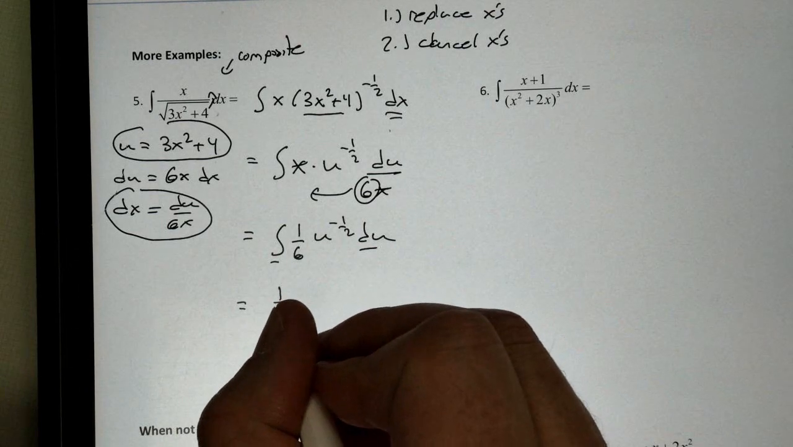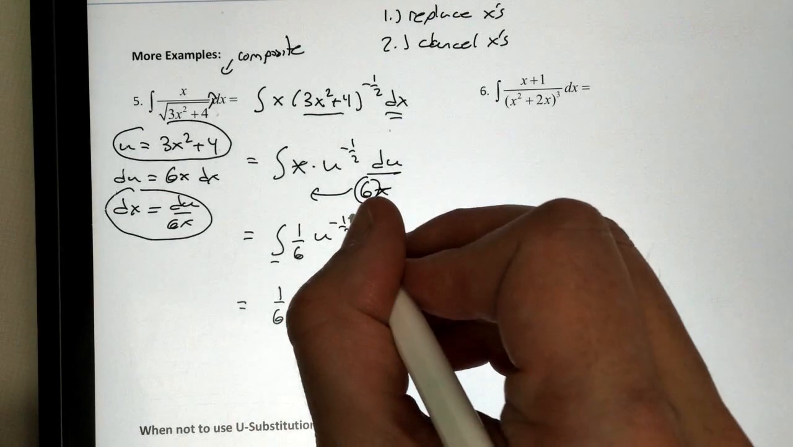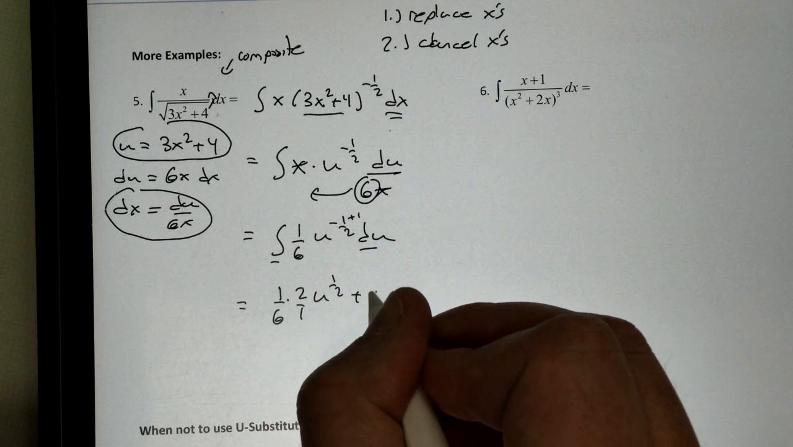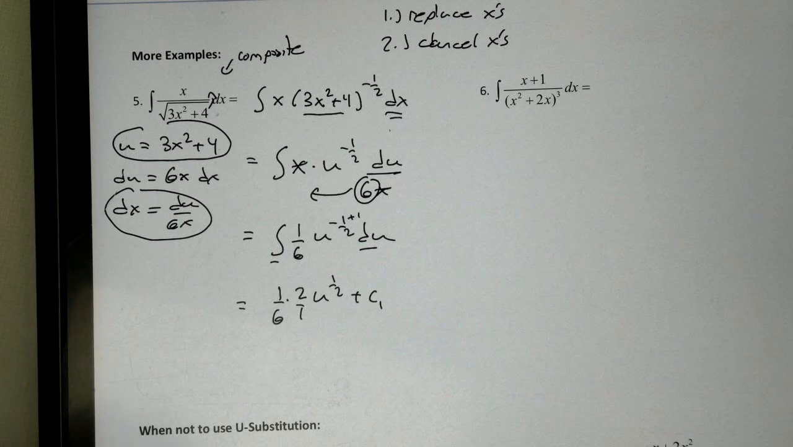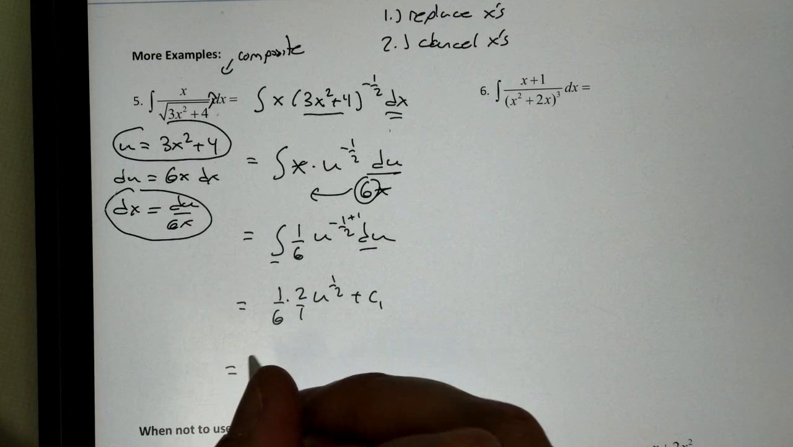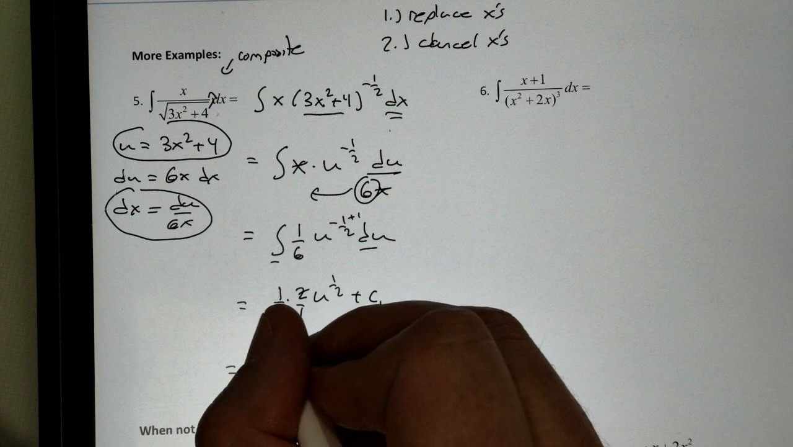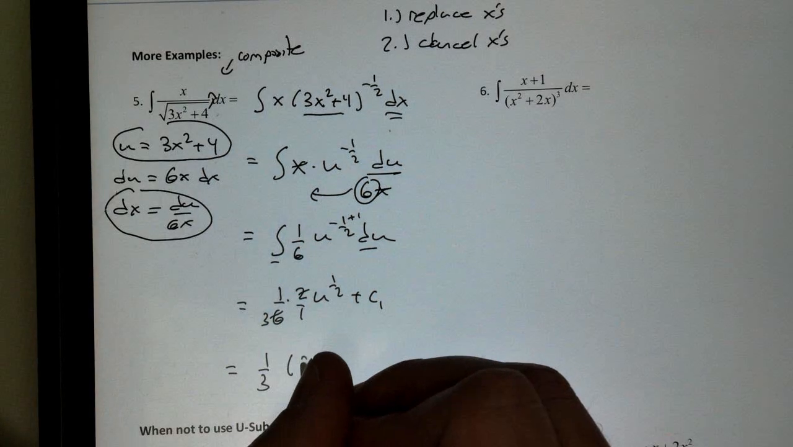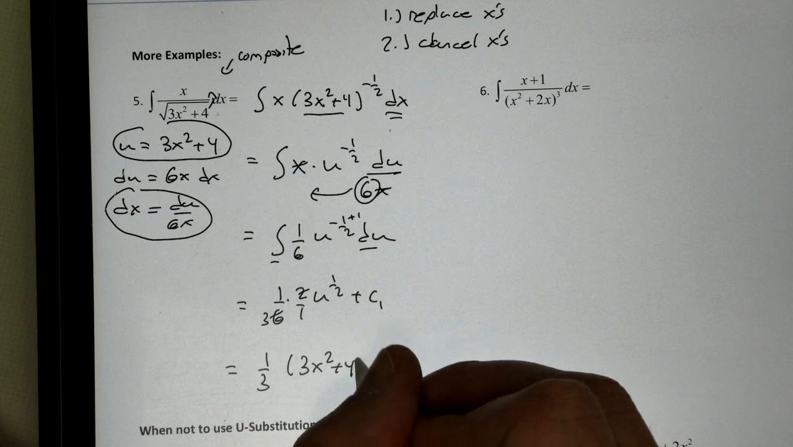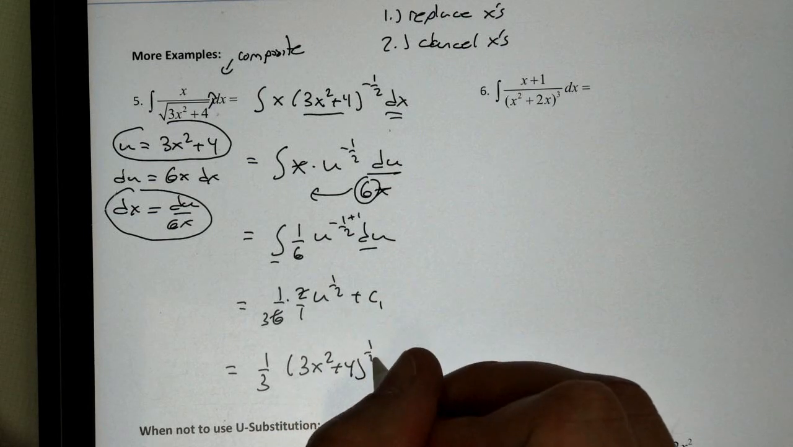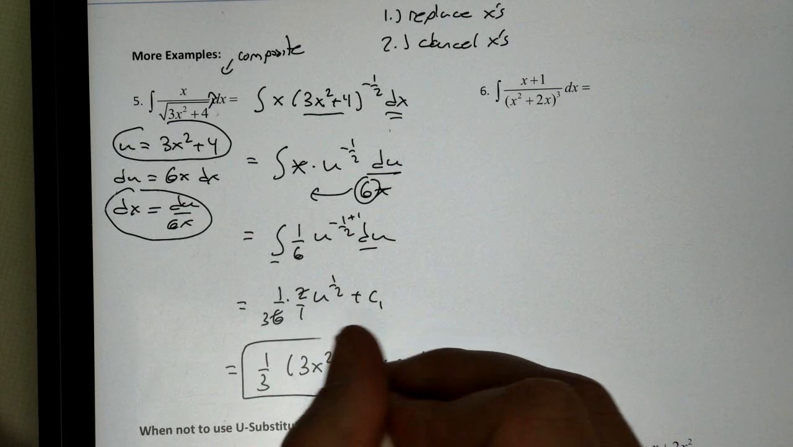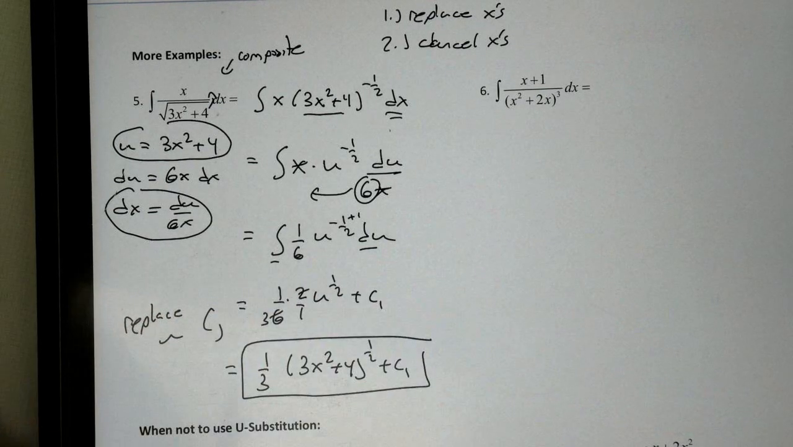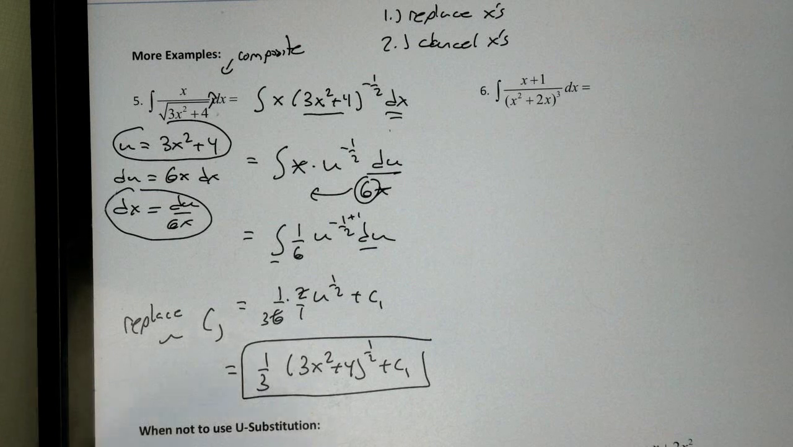Integrating, we get 1/6 u. Add 1 to the exponent, we get 1/2, and this becomes 2 over 1, plus your constant of integration. And we can rewrite it. You can write this as 1/3 if you like, u, which is this (3x squared plus 4) to the 1/2 plus c1. Don't forget to replace u in the end. I'm going to replace u.